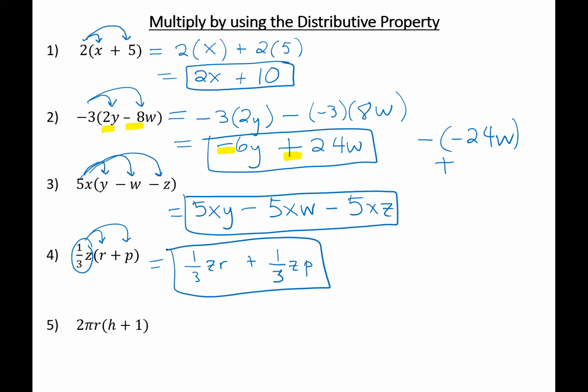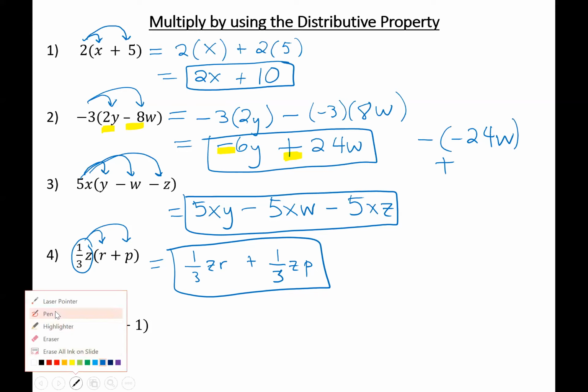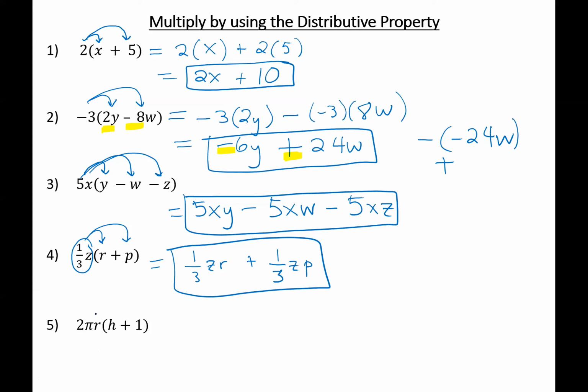See, not so bad. And then, excuse me, number 5, this comes from an actual geometry formula, 2 pi r, parentheses, h plus 1. So we're going to distribute 2 pi r and multiply it by h, and then multiply it by 1. So 2 pi r times h, and then 2 pi r times 1. Well, 2 pi r times h is just 2 pi rh, plus 2 pi r times 1 is 2 pi r, because anything times 1 is just still the same.